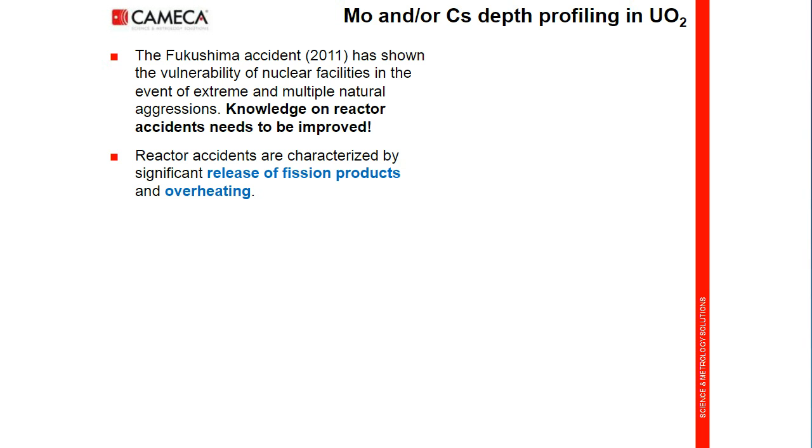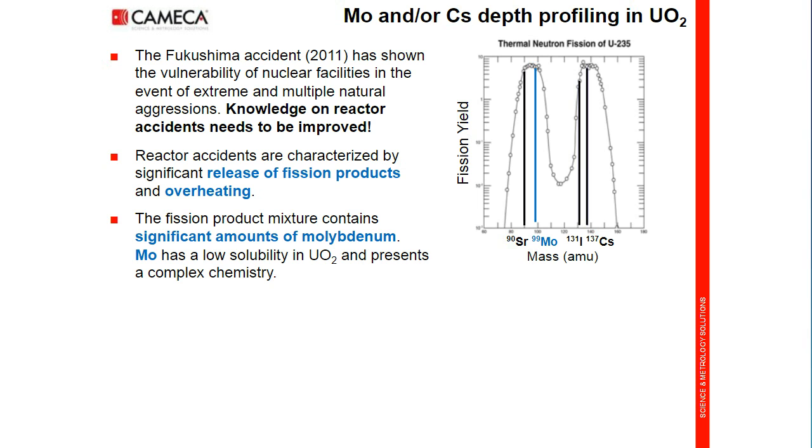Molybdenum is a high-yield fission product. It presents a complex chemistry, has a low solubility in UO2, and is known to affect the behavior of other fission products depending on temperature and partial pressure of oxygen.